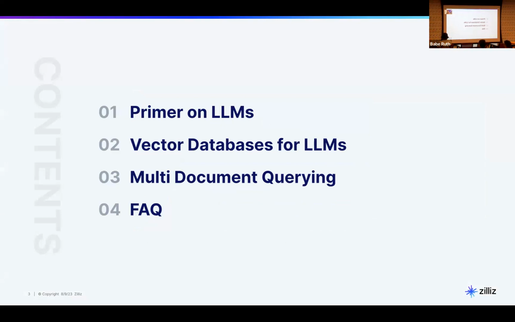This is some concepts. We're going to go through basically a primer on large language models, and then we're going to go through how you can use vector databases for language models, and then we're going to go through a multi-document querying architecture. This is an architecture for a type of retrieval augmented generation application that's very, very popular among enterprises, because enterprises have multiple documents. Then I'll cover some FAQ.